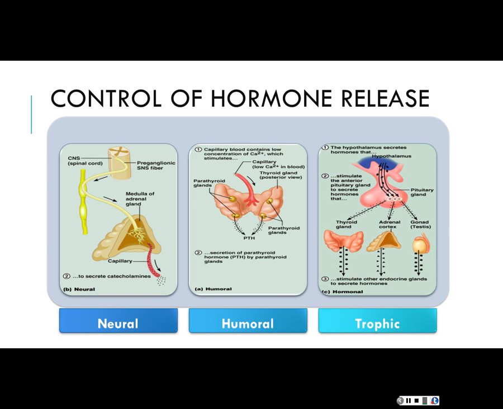An example is shown in this image: the parathyroid glands. They release a hormone called parathyroid hormone in response to which humoral factor? You can read the image. Can you all read it by chance?